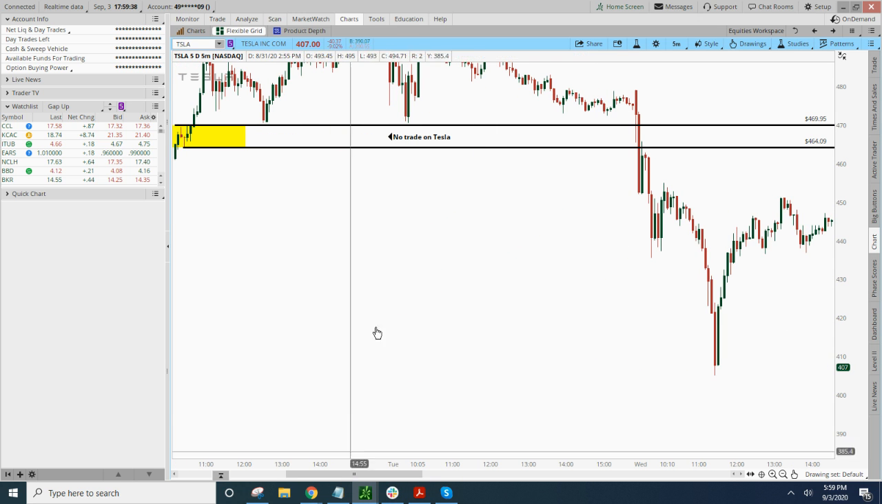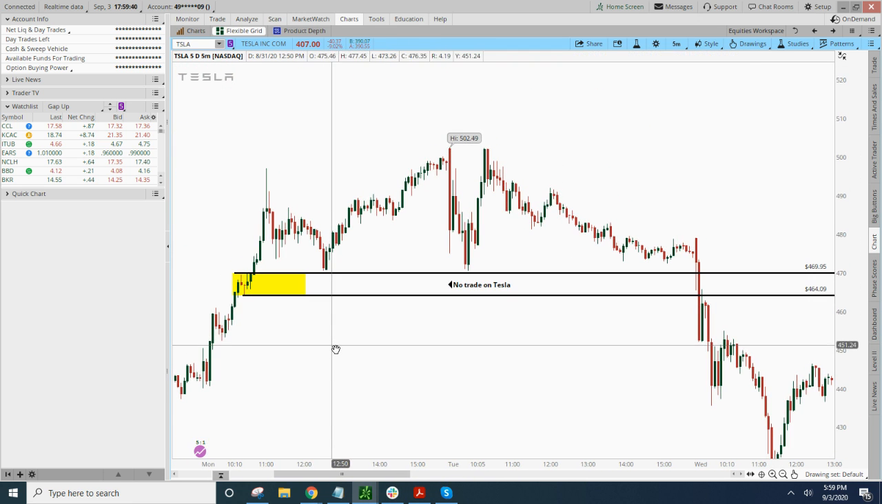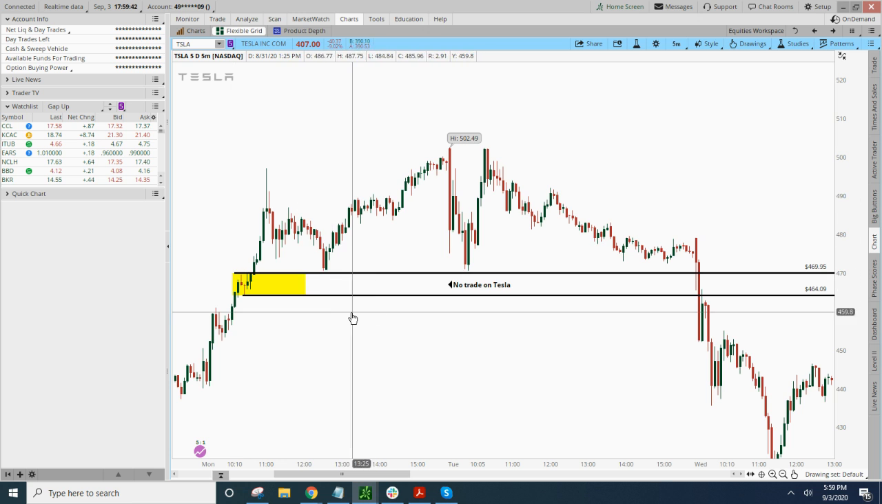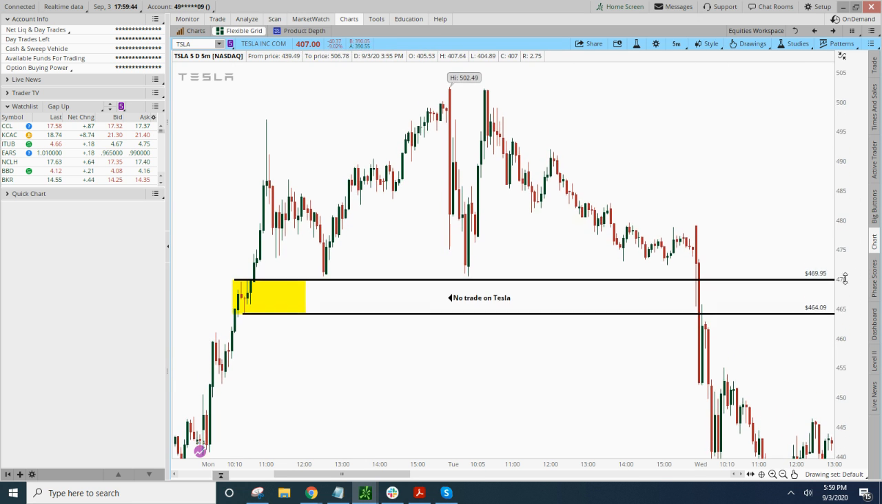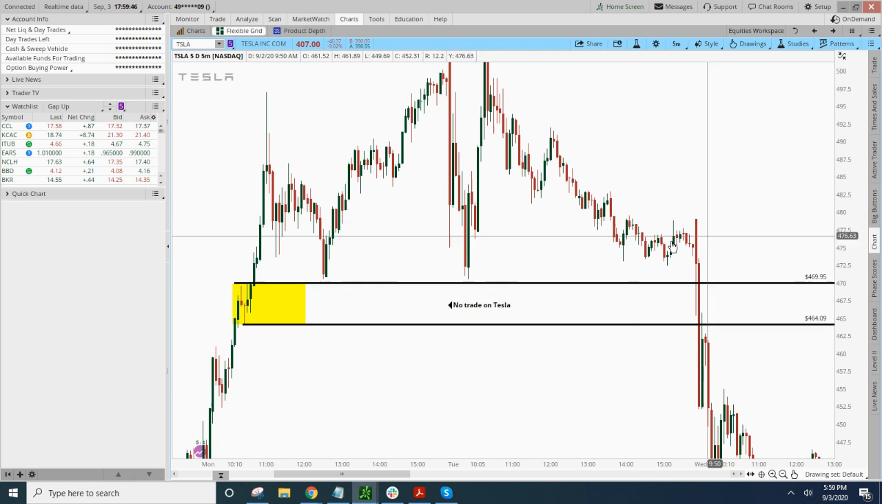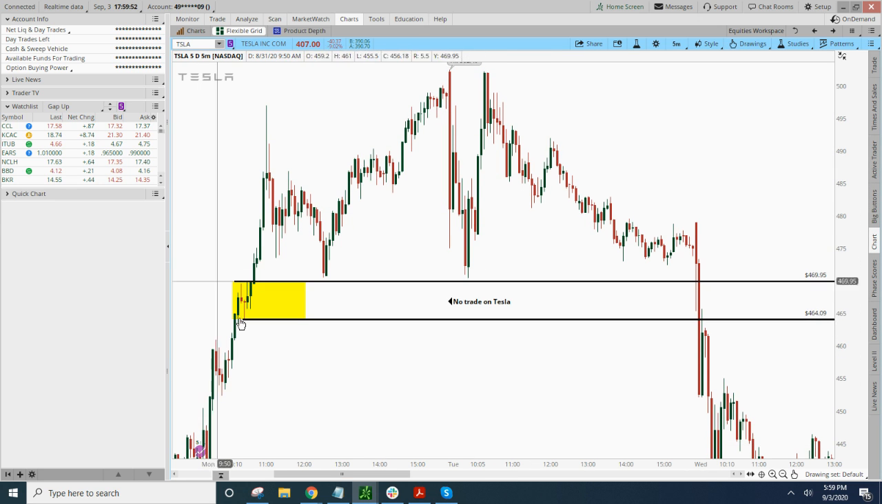So you'll notice this chart is basically the same as what we were looking at in the last video, but I left all my lines on. I try and do that when possible to keep myself accountable to things I tell you guys to do. I want to make sure you know I'm doing it. So I identified here a possible trade on Tesla, and then I said, you know what, this just doesn't fit my criteria. No trade on Tesla.